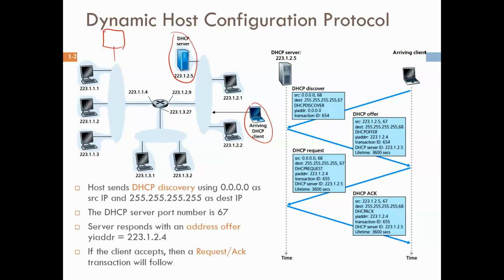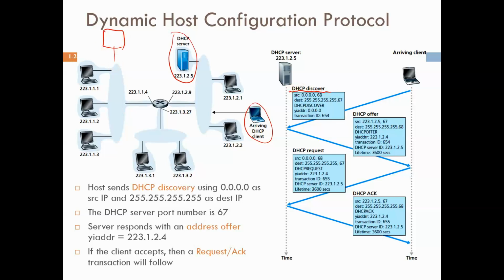But let's actually take the example here. So the client wishes to contact the DHCP server and the client has just arrived to the network. Now, the problem is the client doesn't know the IP address of the DHCP server. In fact, the client doesn't know anything about the network. The client has just arrived. So the first thing that the client does is to send something called a DHCP discover packet. The DHCP discover packet is basically the client looking for a DHCP server.